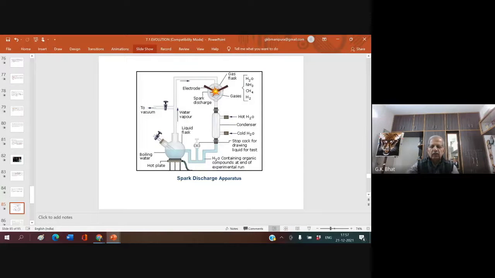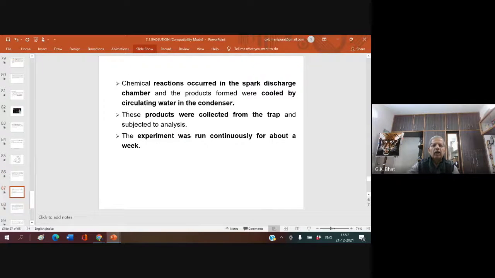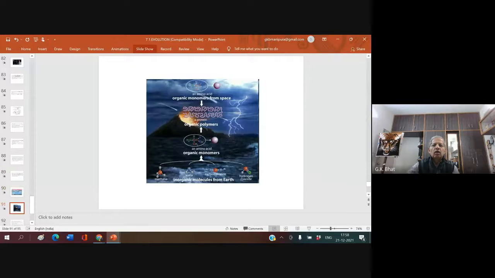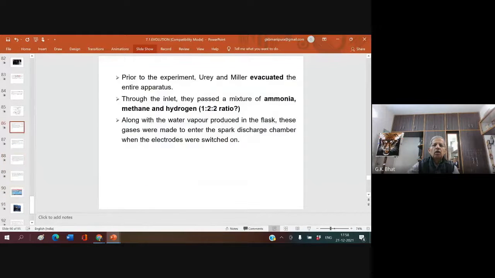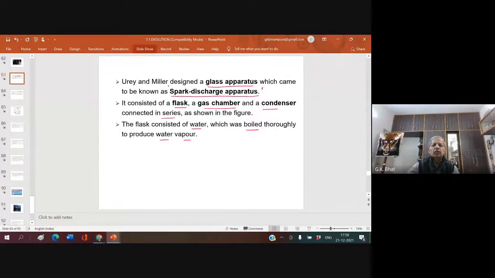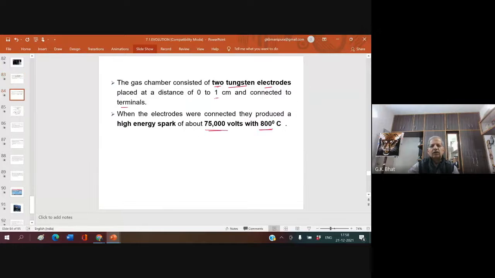Now let us see what they have done in this particular experiment. And this is generally asked as a 5 marks question. Write a neat labelled diagram of this spark discharge apparatus, or it may be given in NCERT wording, about what Harold Urey and Stanley Miller have done. They may ask a question like this: describe Urey and Miller's glass apparatus or spark discharge apparatus.